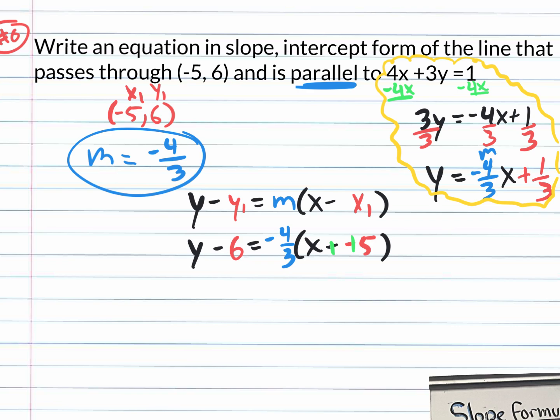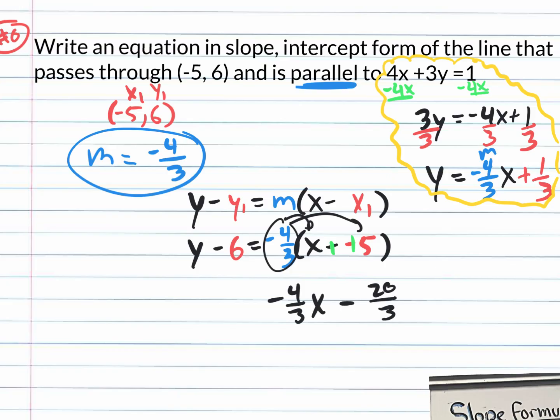So we're going to distribute negative 4/3 times x. Any number times x is going to be that number in x. 5 times x is 5x. 7 times x is 7x. Negative 4/3 times x is going to be negative 4/3 x. How about negative 4/3 times 5? Do that on the calculator, and you will get negative 20/3.